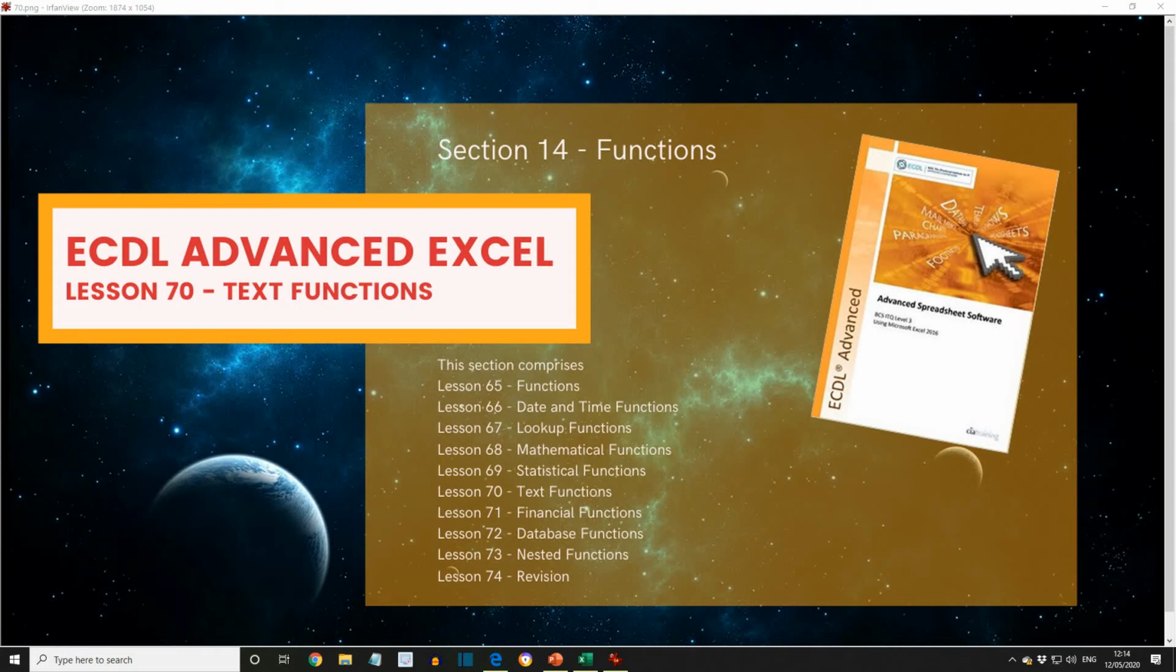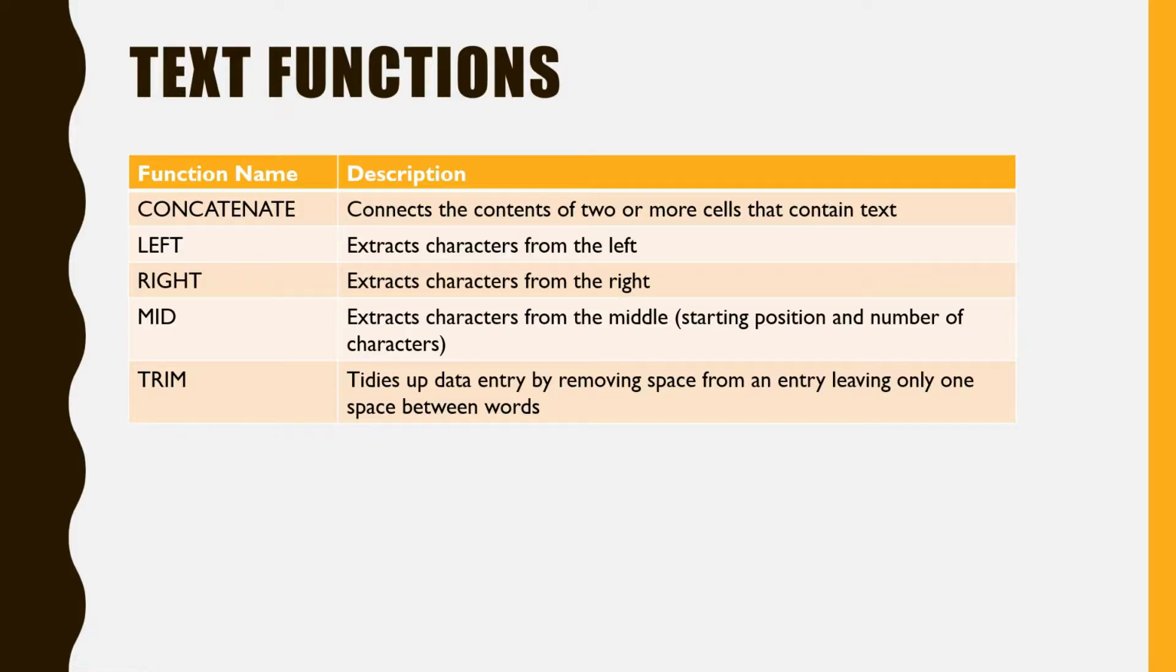ECDL Advanced, Excel, Lesson 70, Text Functions. The ampersand symbol, that's the AND symbol, or the concatenate function, can be used to connect the contents of two or more cells that contain text. Other text manipulation functions are used to extract parts of text entries.